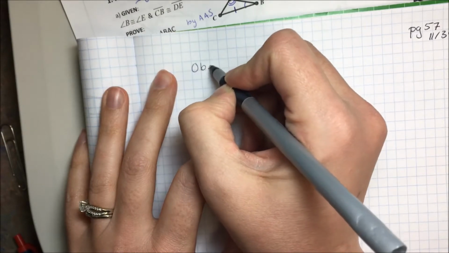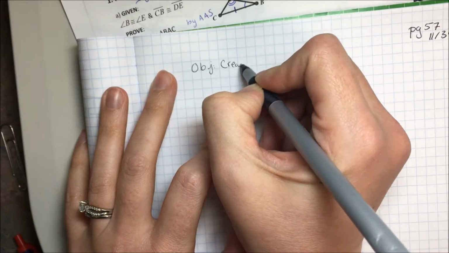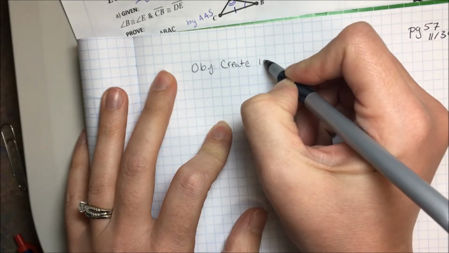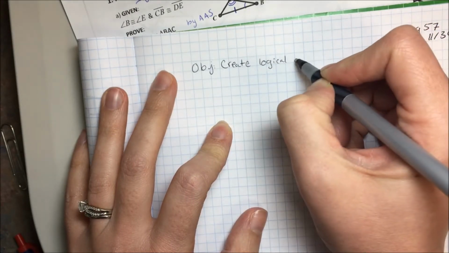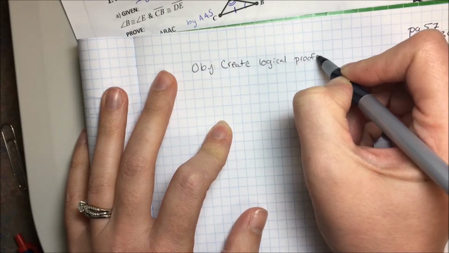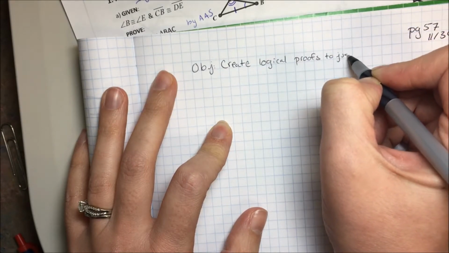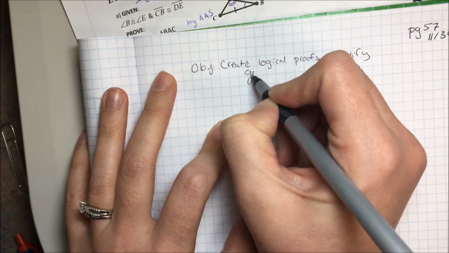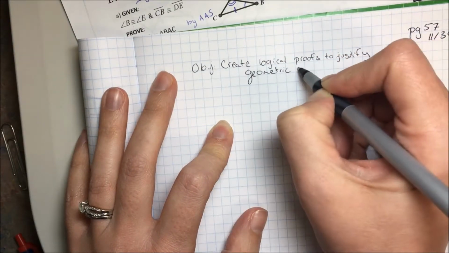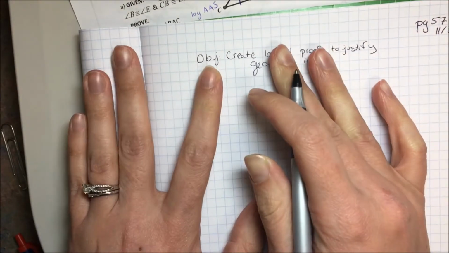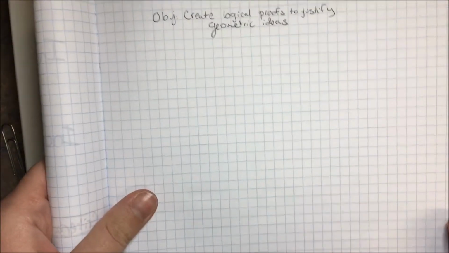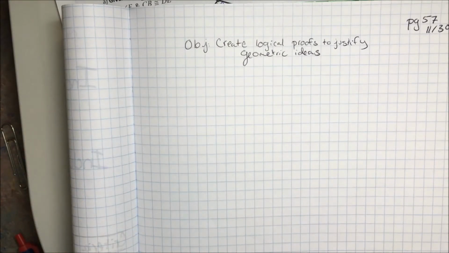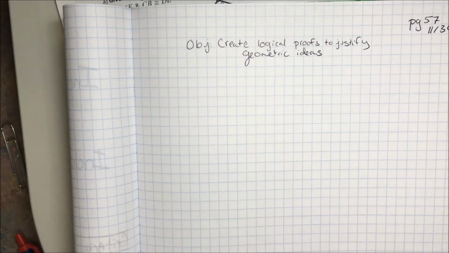Our objective is to create logical proofs to justify geometric ideas. And this objective isn't really specific because it's one that we're going to kind of come back to throughout the year, because proofs never really go away. So to get started, we need to know some different types of proofs.